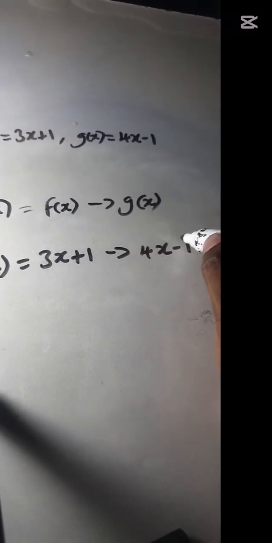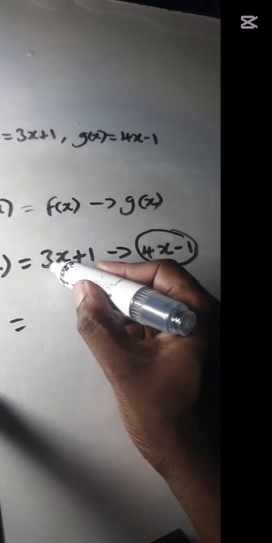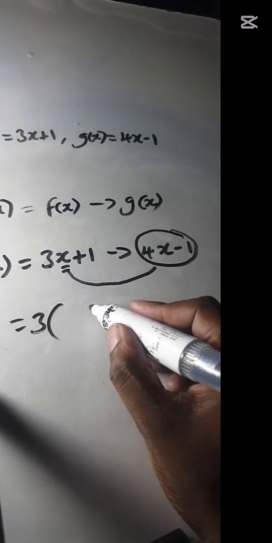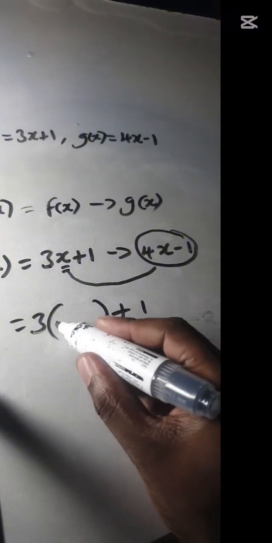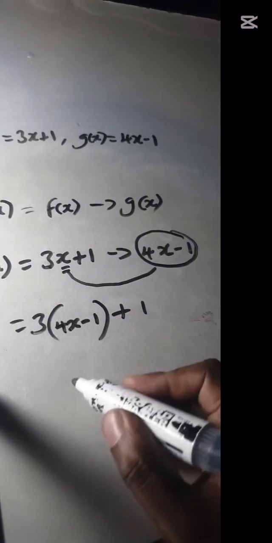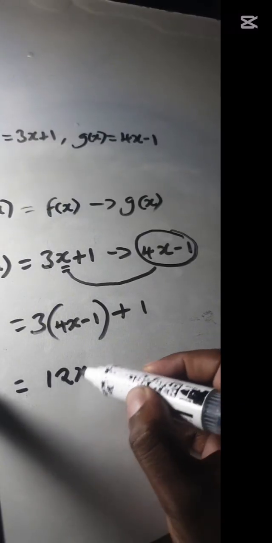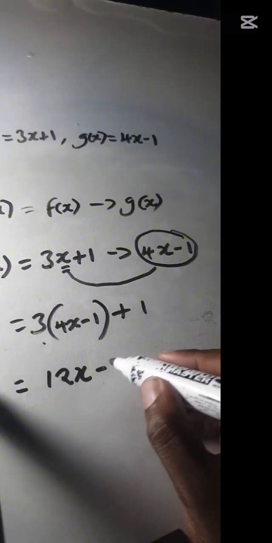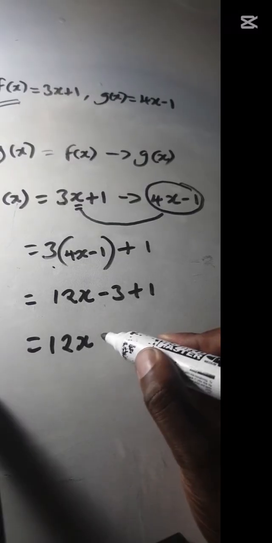Then we say where there is x in the first function, we replace it with the second function. Where there is x here, we replace it with that. So now we are going to say 3, open bracket, 4x minus 1, close bracket, plus 1. Then we can expand: 3 times 4x is 12x. 3 times negative 1 is negative 3, plus 1. Okay, so 12x, negative 3 plus 1 is negative 2.